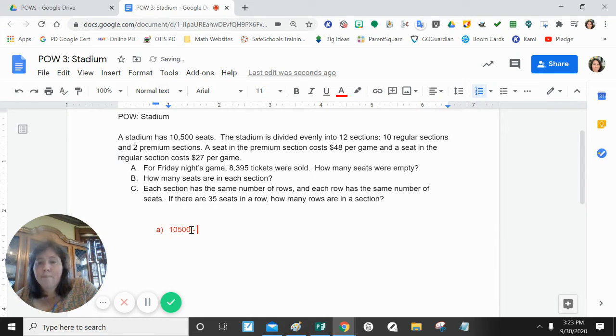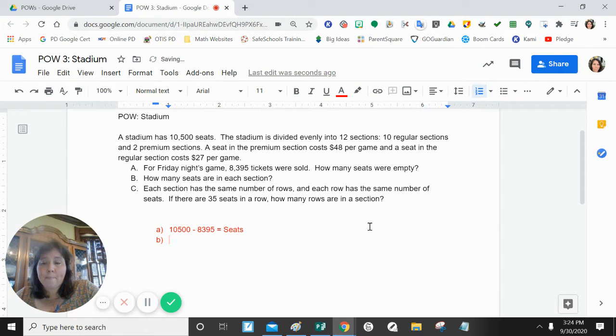seats in the stadium, and I am subtracting the number of tickets that were sold because each ticket represents 1 seat. So 10,500 minus 8,395. And that's going to give me an answer. I'm going to call that answer seats.